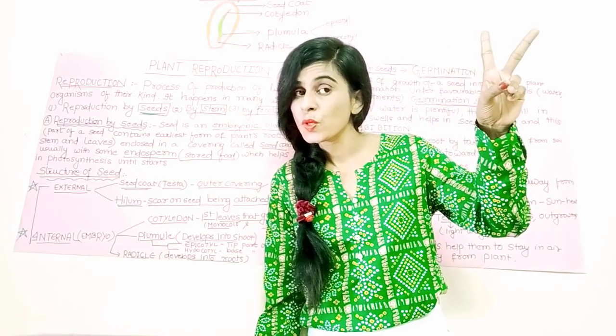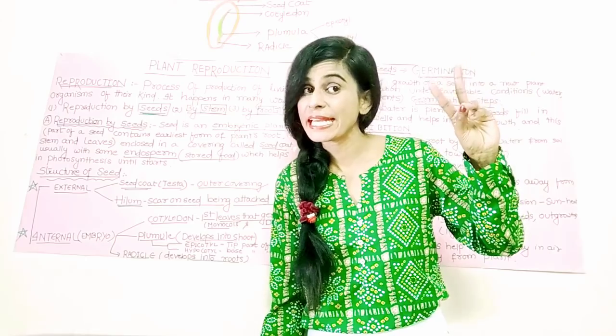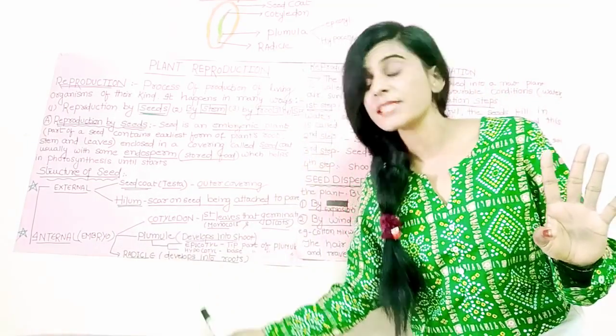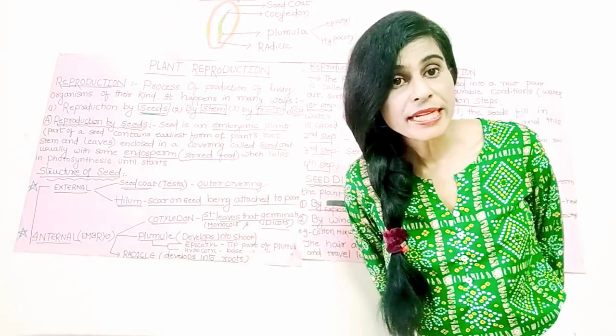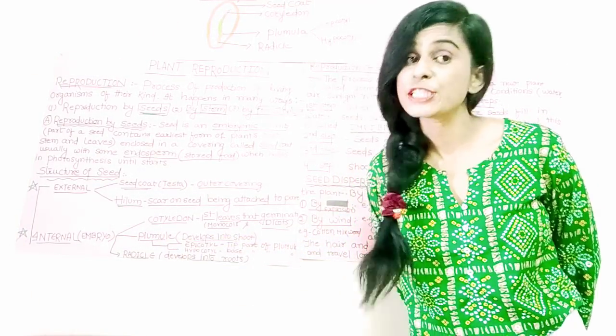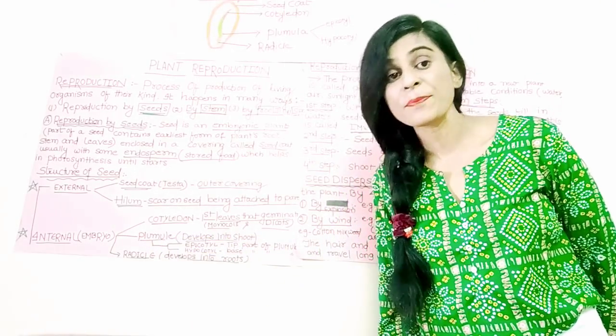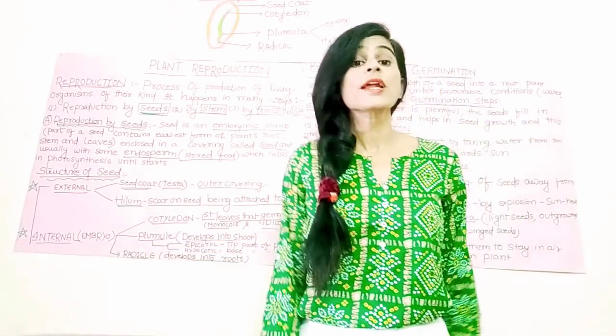External two. What is it? Testa and hilum. Internal, three parts are there. What are those three parts? Cotyledons. C-O-T-Y-L-E-D-O-N. Cotyledons. Plumule. P-L-U-M-U-L-E. Plumule. And the third one is your radicle.